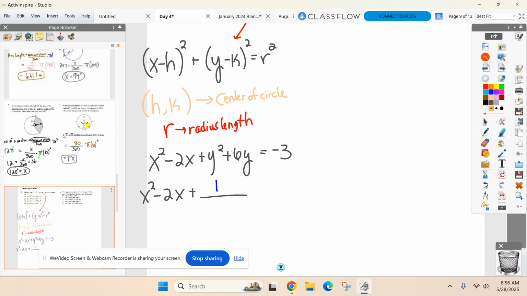Now do it for the y's, everyone. Do it for the y's. Y squared plus 6y. Take half the b value and square it. And you get your new c value. Half of 6 squared. 9.